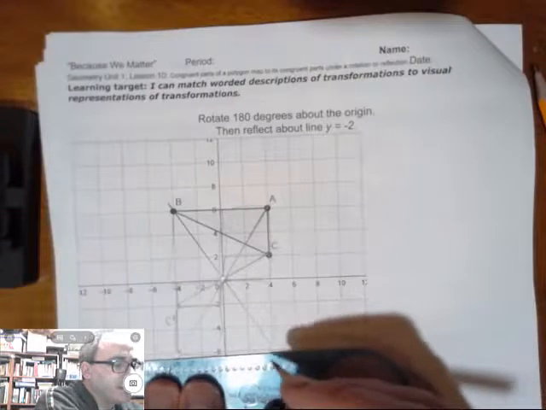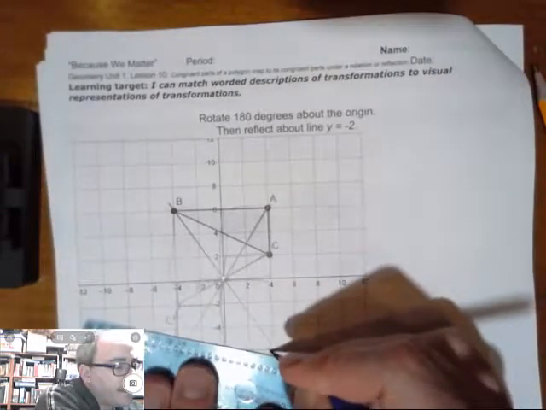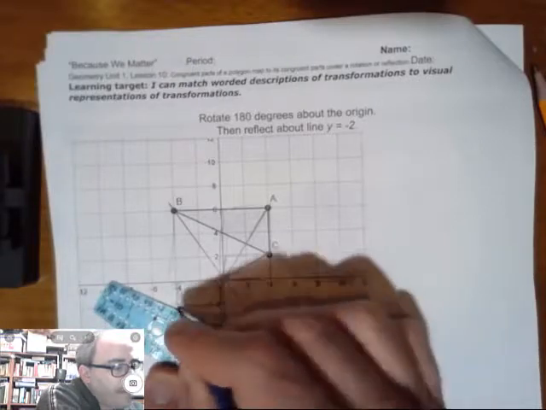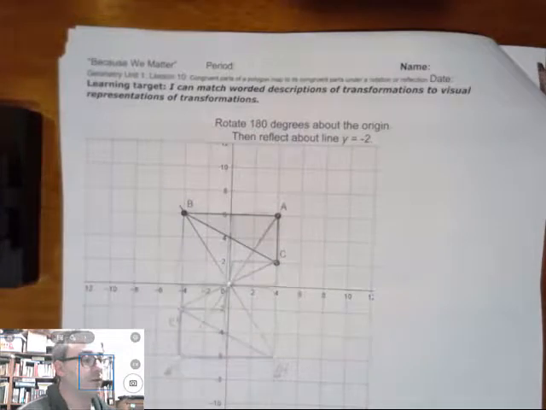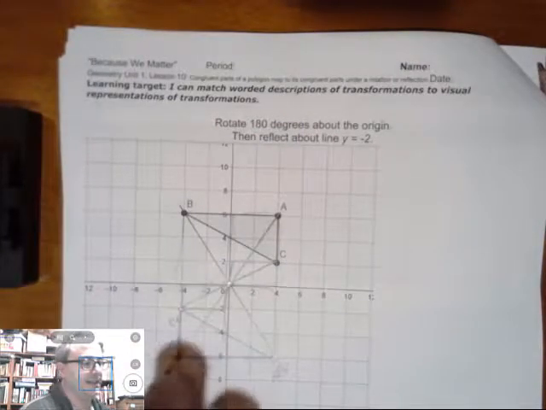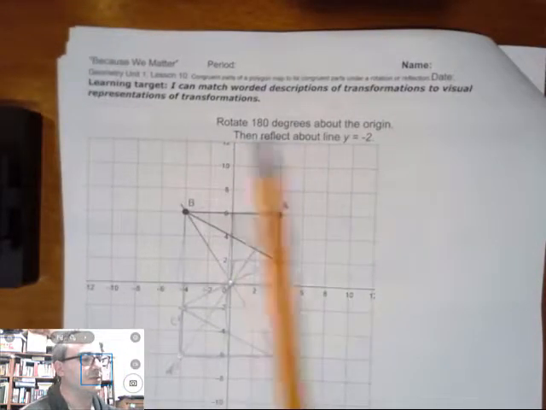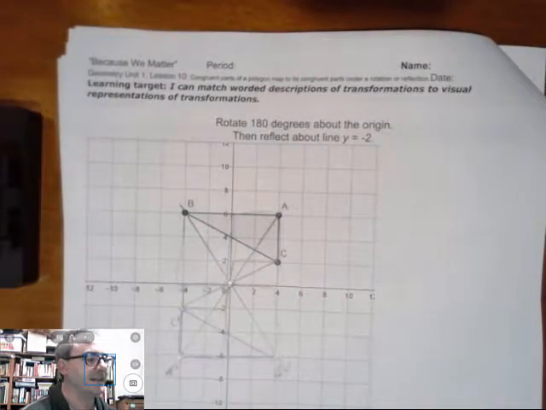But you can barely see my blue pencil. There is my rotated triangle ABC, now A prime, B prime, C prime. And one more step to do, and reflect on the y equals -2.